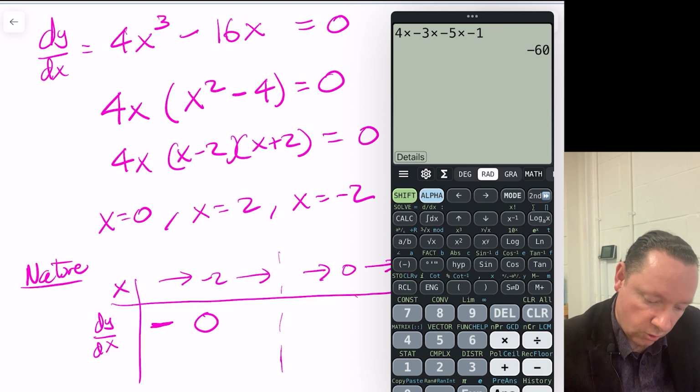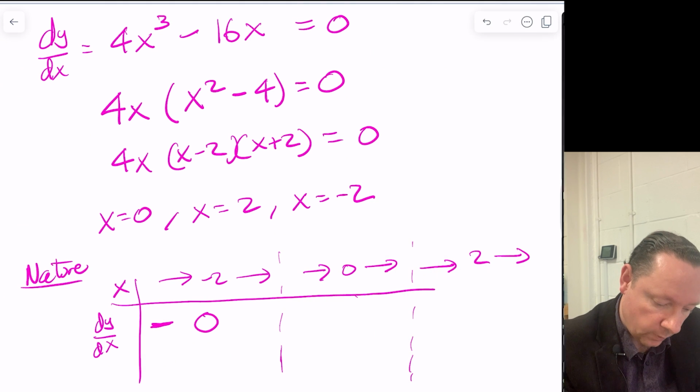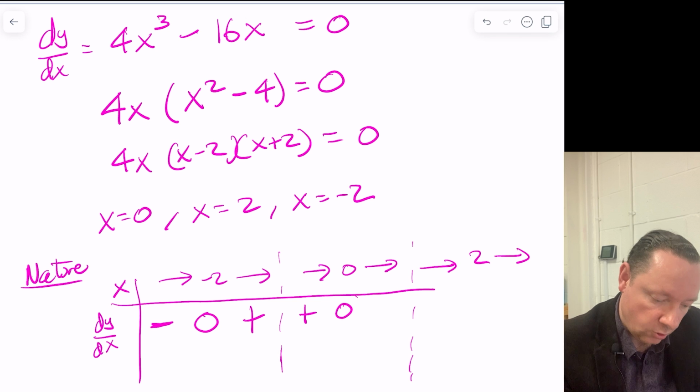In between minus 2 and 0, I'll just try minus 1. So 4 times minus 1 is minus 4. Minus 1 minus 2 is minus 3. Minus 1 plus 2 is 1. That's positive. So we get positive here, so that means that one's positive. That's 0. Between 0 and 2 is 1.